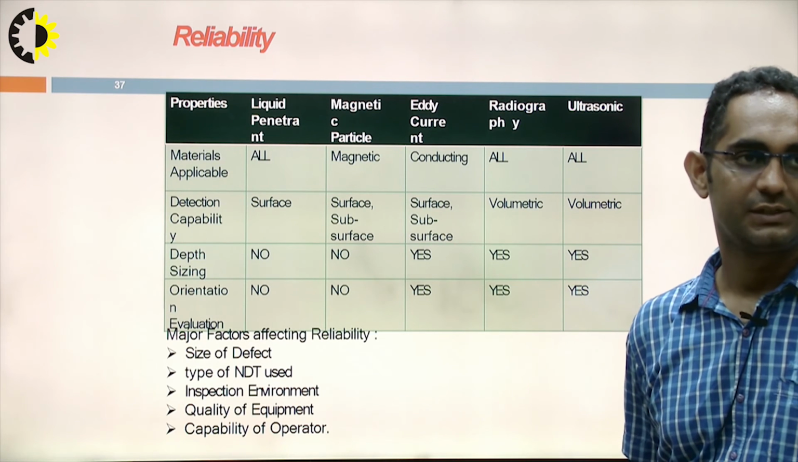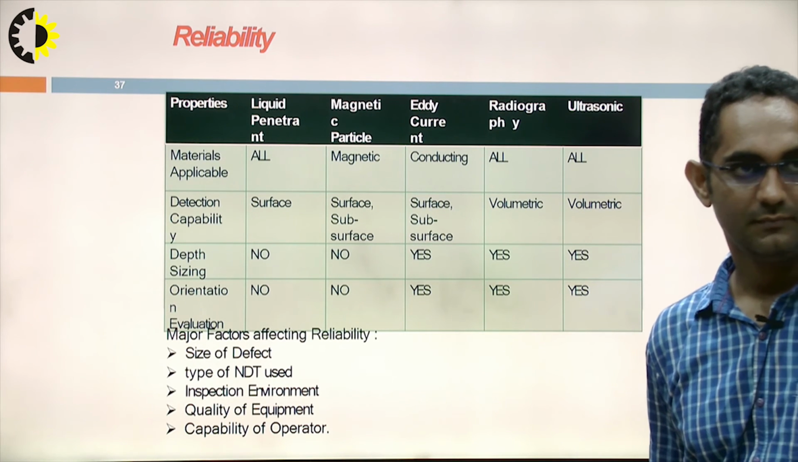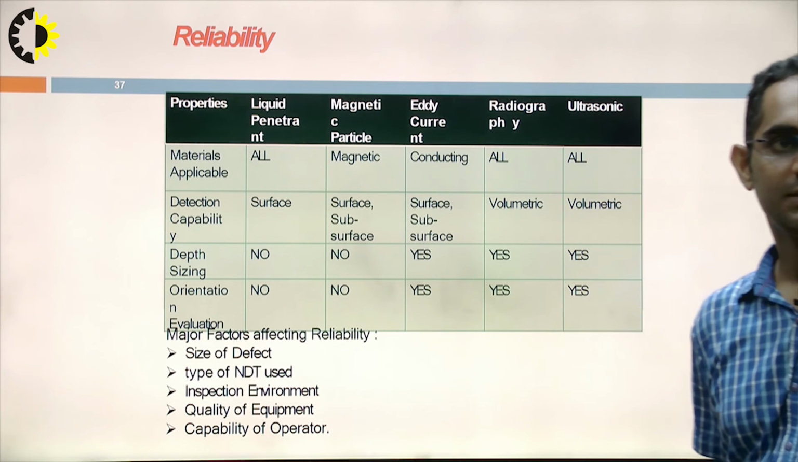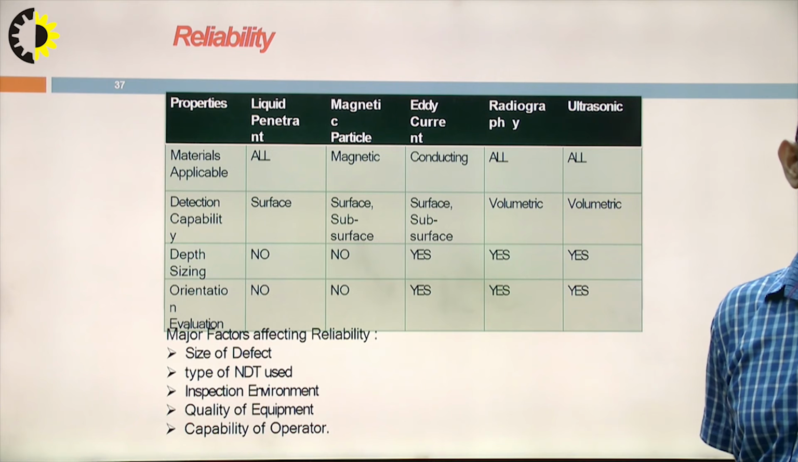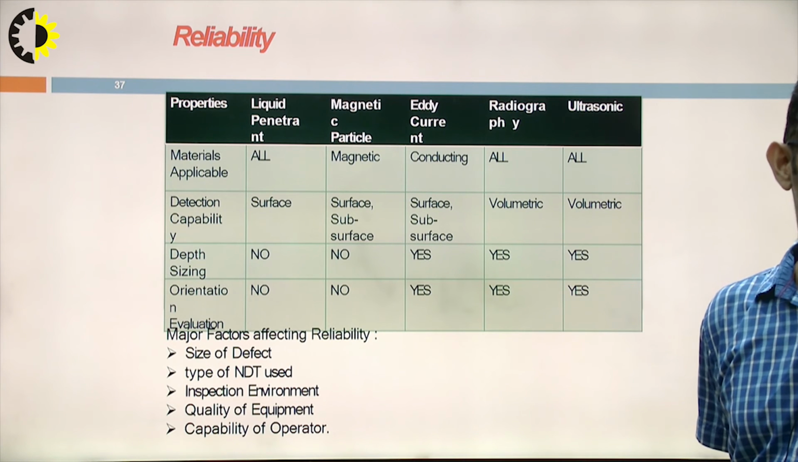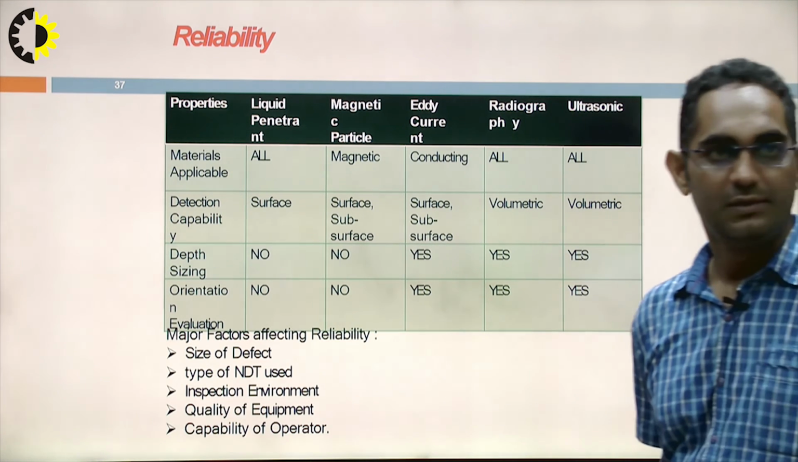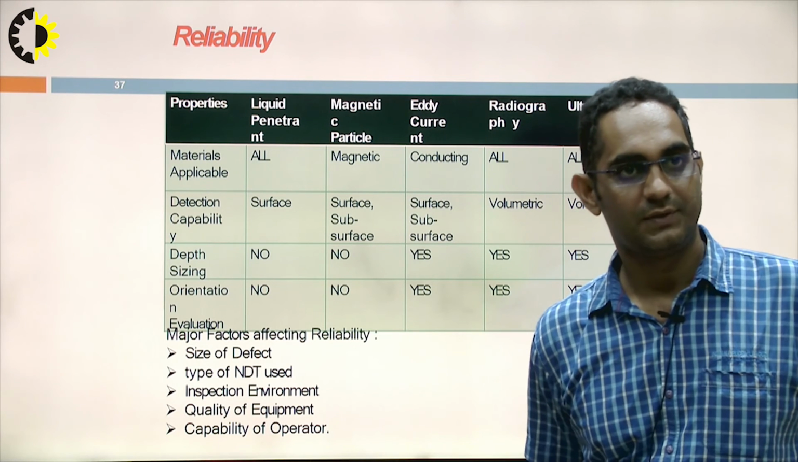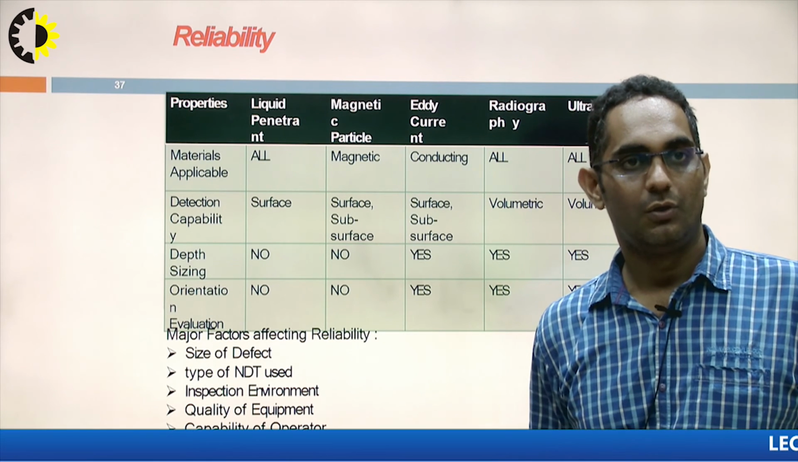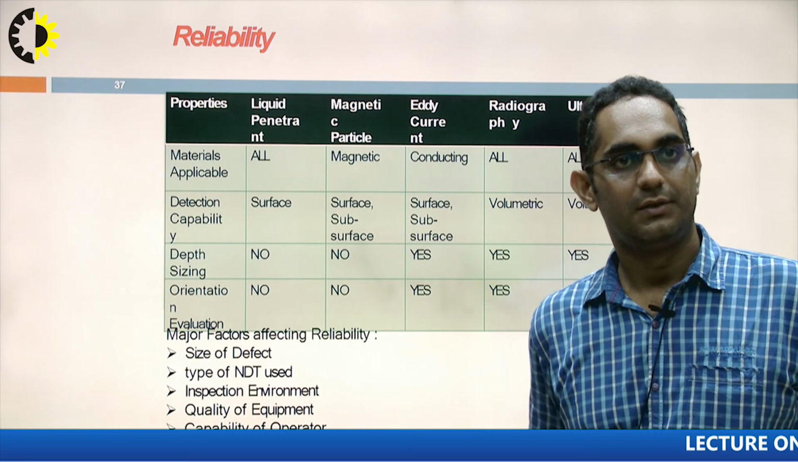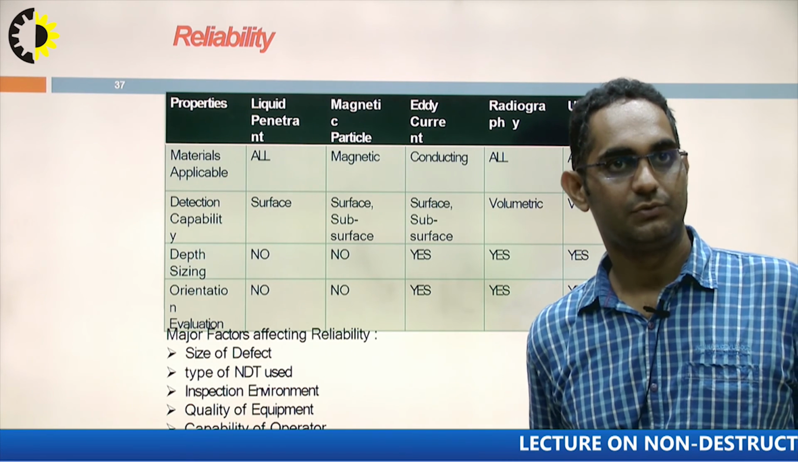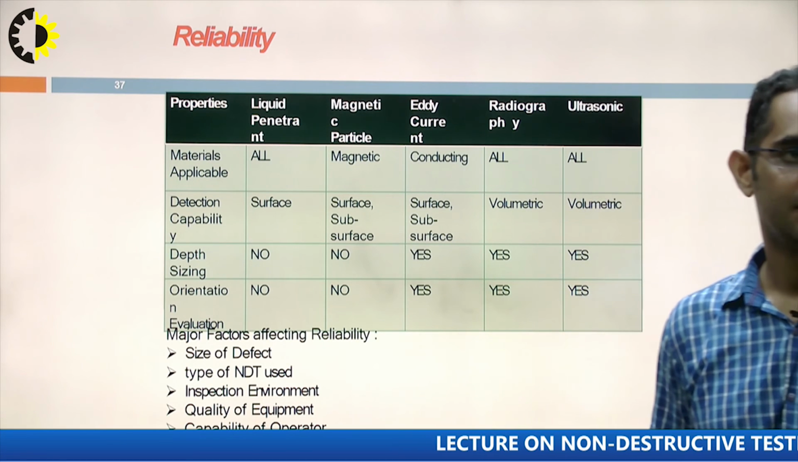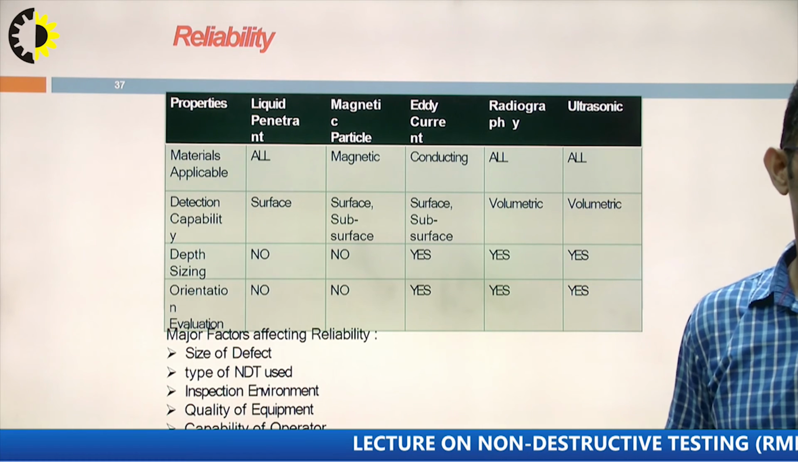Then in detection capability, for liquid penetrant the surface is measured. In magnetic particle, surface and subsurface are measured, and in eddy current, surface or subsurface is measured. Then in radiography and ultrasonic, volumetric detection capability is used.